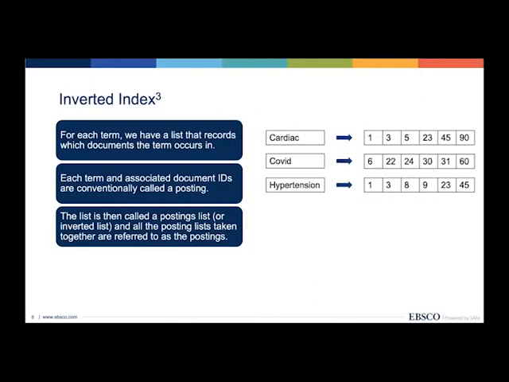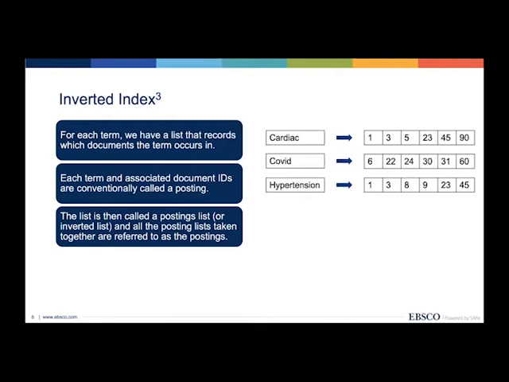And so digging a little bit deeper, I had to learn more about inverted indexes. So for each term, such as cardiac, COVID, or hypertension, we have a list that records which documents the term occurs in. So for example, with cardiac, it occurs in the first document, the third document, the 5th document, and so on, that is stored within the computer. As you can see here, cardiac is very similar to hypertension. And so hypertension also occurs in the 1st and 3rd documents.